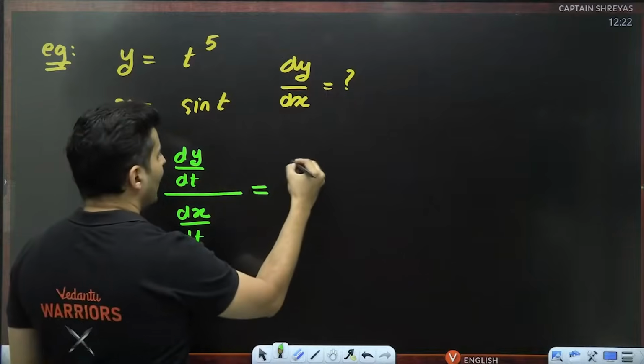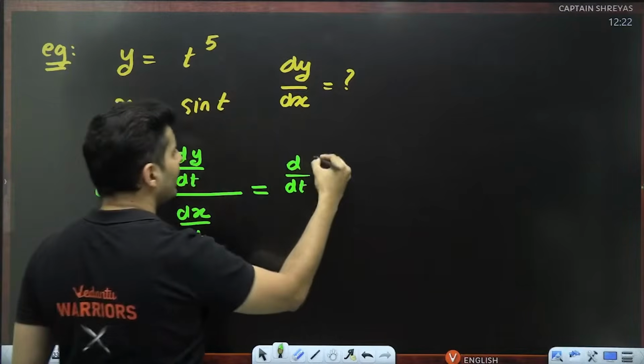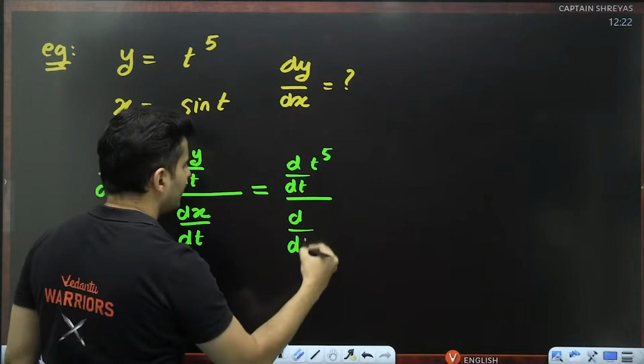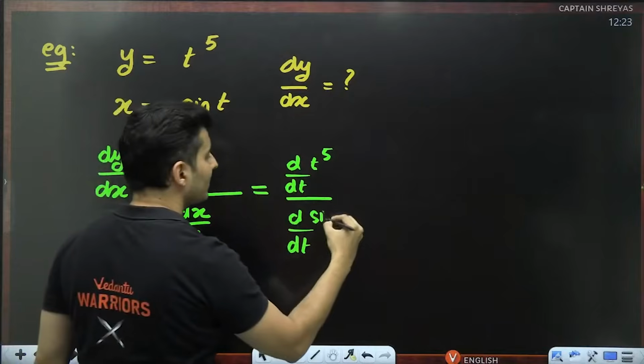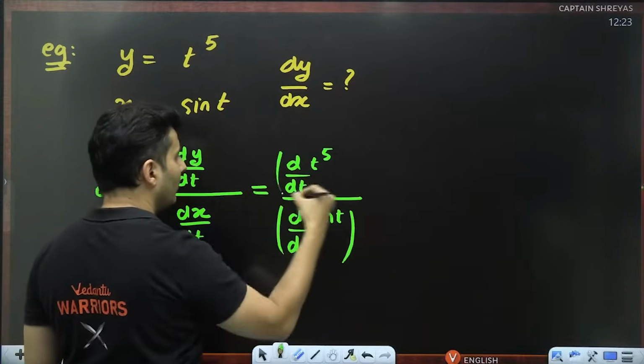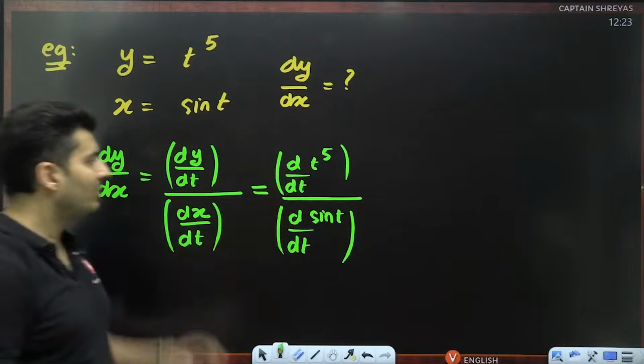How? I just have to find dy by dt. What is y? y is t raised to 5. And dx by dt, what is that x? That x is basically just sine of t. So evaluate numerator and denominator separately. That's all.